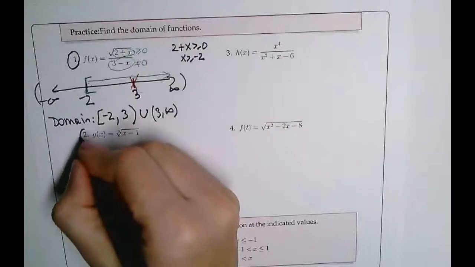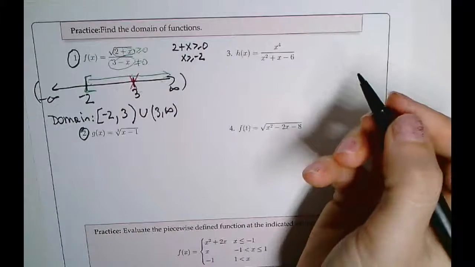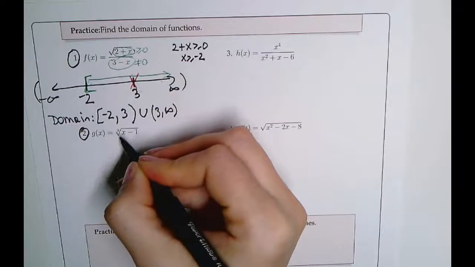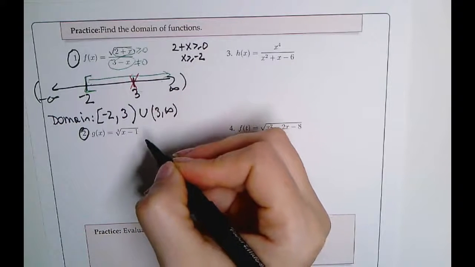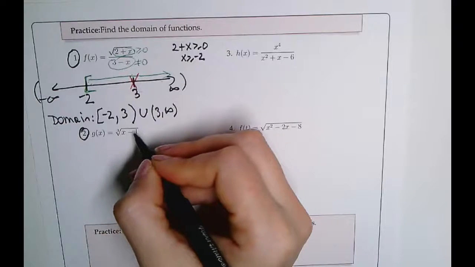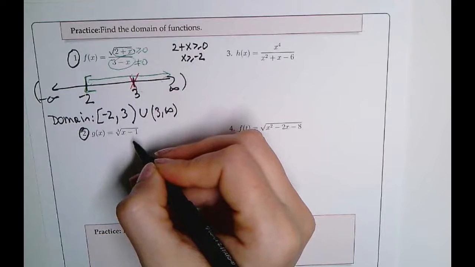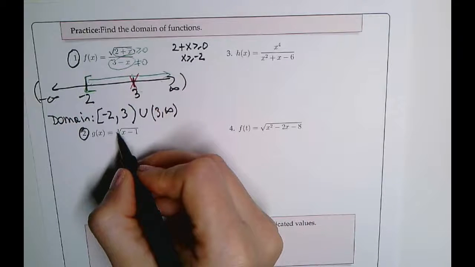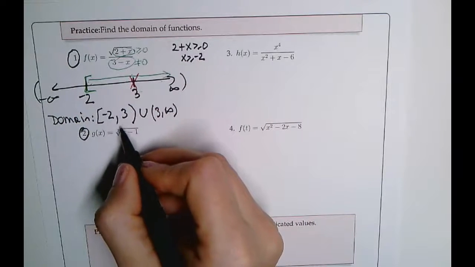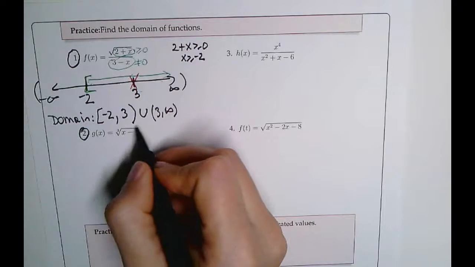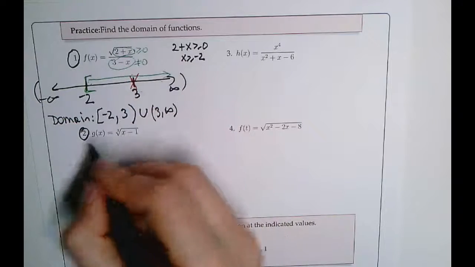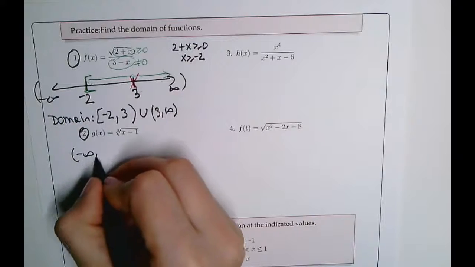All right, the second question is g of x equals cube root of x minus 1. Since this is a cube root, I can take the cube root of a negative number. So I don't have any condition in here. X minus 1 can be a negative number. So if I have a cube root or fifth root or seventh root, so if the root is odd, then there's no condition. I can have a negative quantity underneath an odd root. So for this one, the domain is all real numbers.